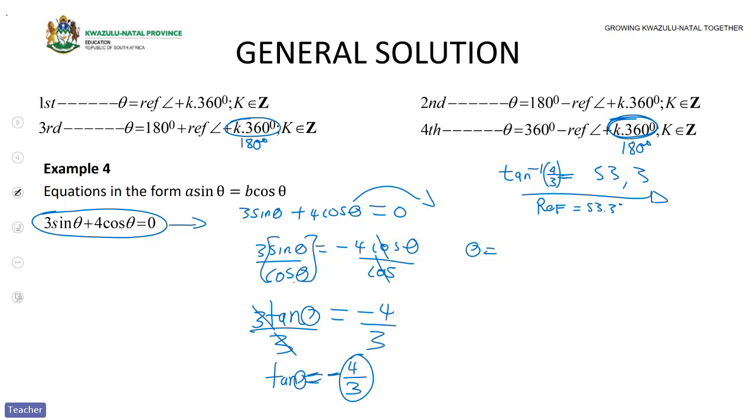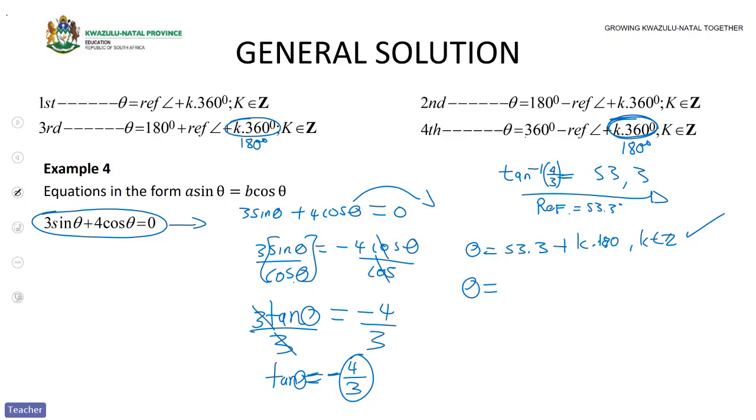Theta is equal to the reference angle, which is 53.3, plus k times 180 degrees, where k is an element of all integers. So this will be our first solution for the second quadrant. And then we said tan is also negative in the fourth quadrant. So we do have the general solution for the fourth quadrant here.